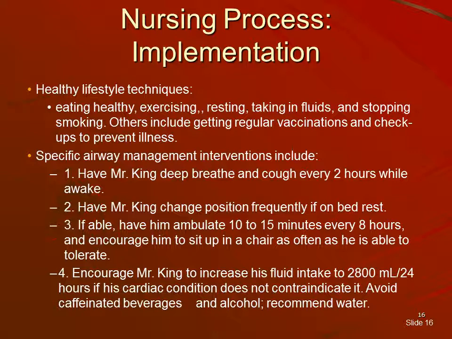Specific airway management interventions for Mr. King include have him take deep breaths and cough every 2 hours while awake, have him change positions frequently if on bed rest. If able, have Mr. King ambulate 10 to 15 minutes every 8 hours and encourage him to sit up in a chair as often as he is able to tolerate. And lastly, encourage Mr. King to increase his fluid intake to 2,800 milliliters every 24 hours if his cardiac condition does not contraindicate it. Avoid caffeinated beverages and alcohol, and recommend water for Mr. King.